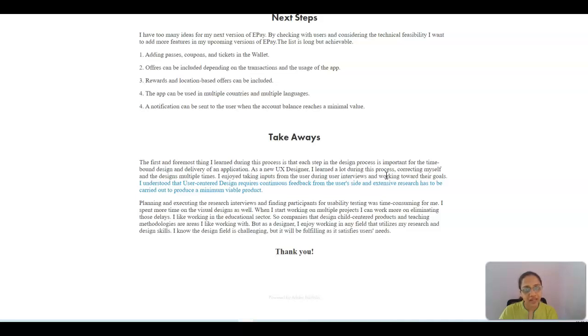I like working in the educational sector, so companies that design child-centered products and teaching methodologies are the areas I like working with. But I know that as a designer, I should work in any field that utilizes my research and my design skills. I know that the design field is challenging, but it will be fulfilling as it satisfies users' needs.